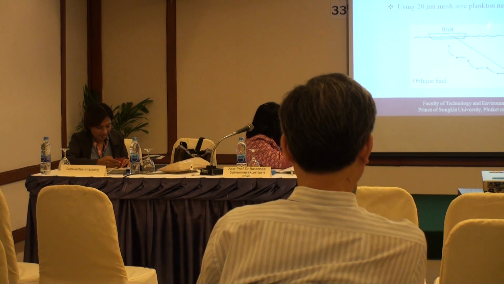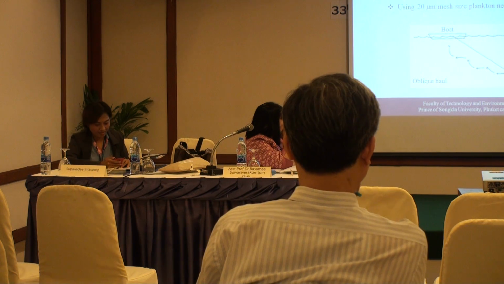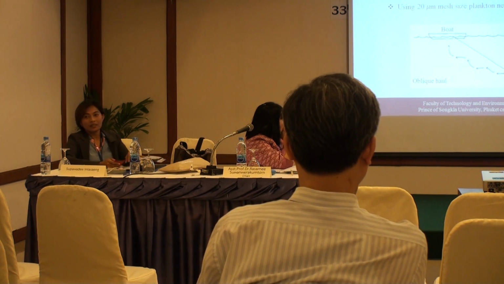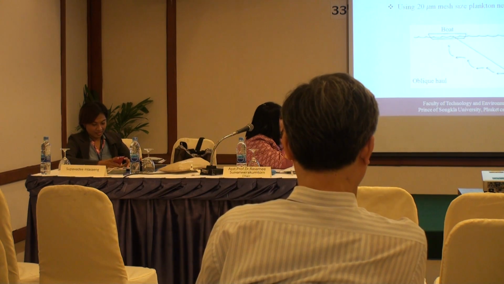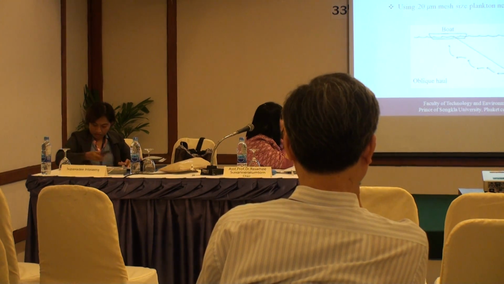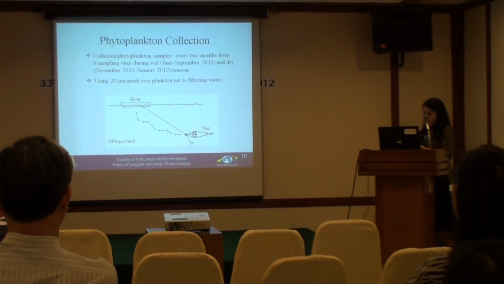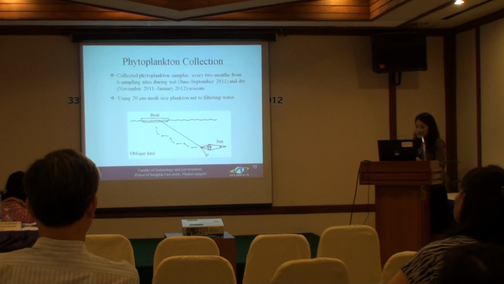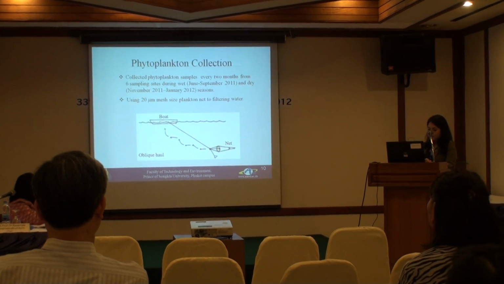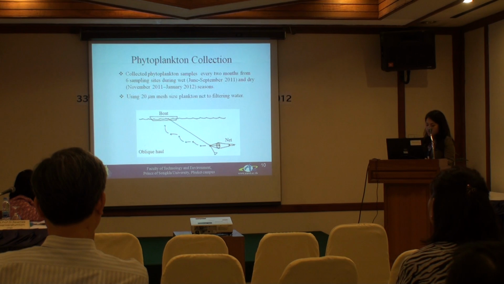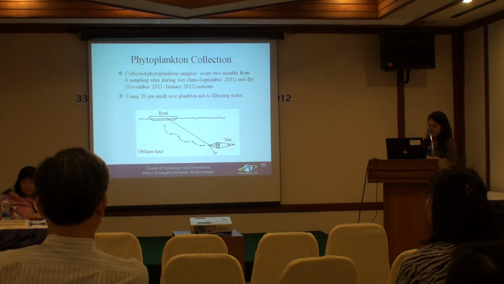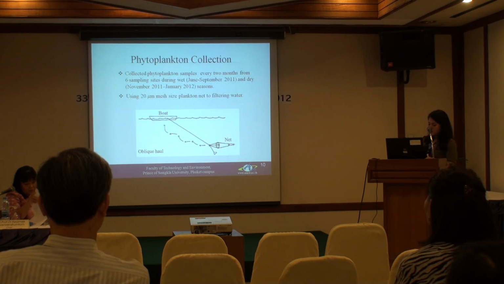Phytoplankton samples were collected every 2 months during June 2011 to January 2012. That covers 2 seasons, wet and dry. In each reservoir, phytoplankton samples were collected by dragging and filtering water through 20 micrometer mesh size plankton net. The sample was fixed with 5% formalin solution before transportation.